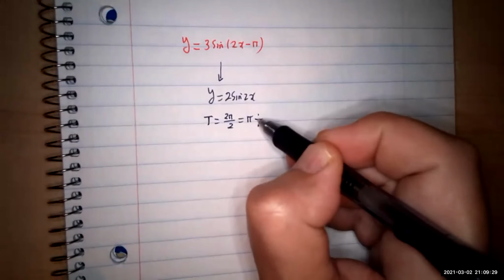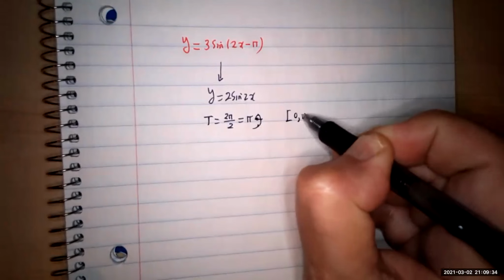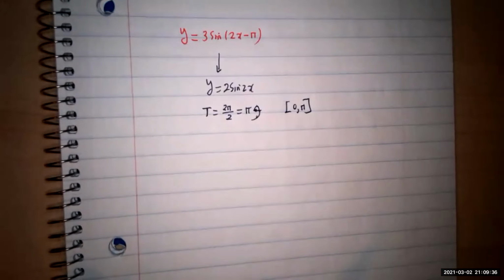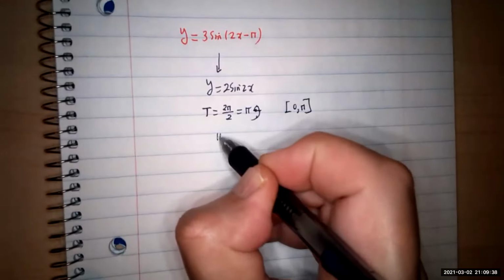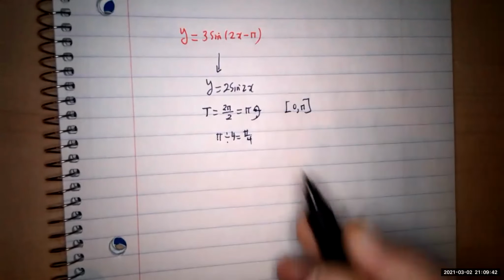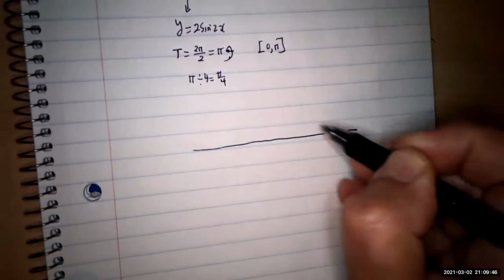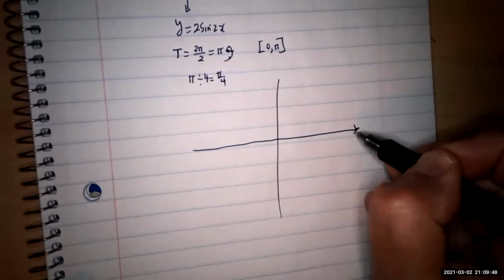So this is it. One period would be 0 to pi. You divide it by 4, so that gives you pi over 4. And you know the interval that you're going to have. So this is going to be your graph.